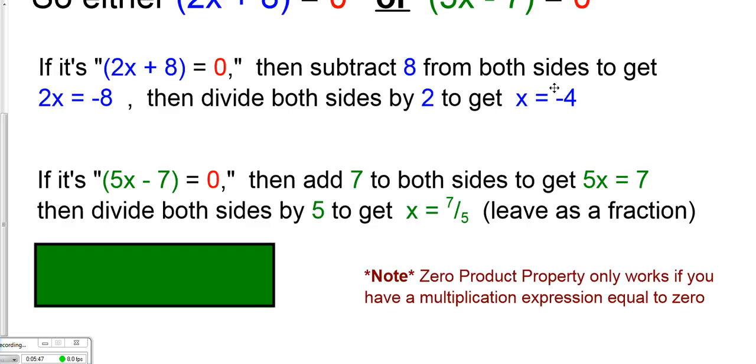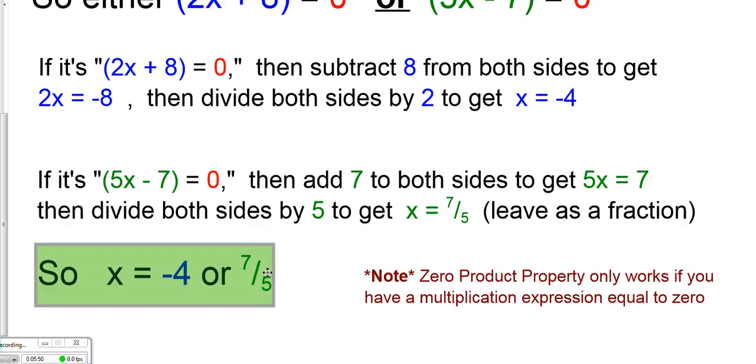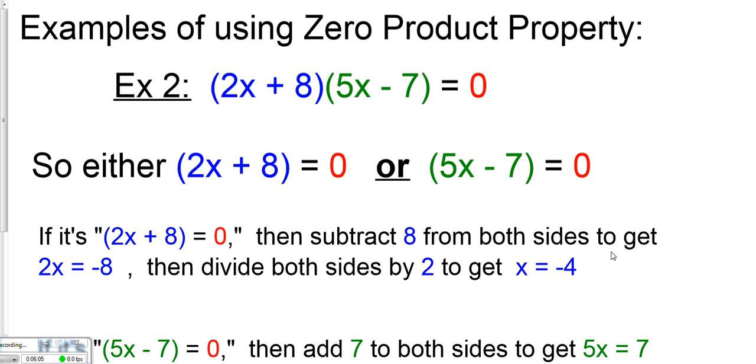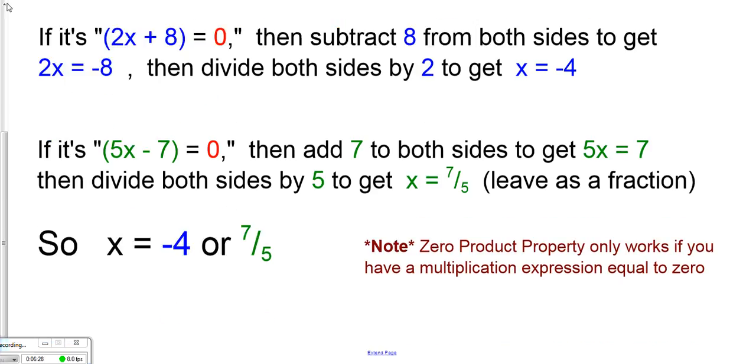Okay, here was one of my options, here was the other option. So again, it's saying there are two different solutions, either x is negative 4 or it's 7/5. Now note, the zero product property will only work for you if you have a multiplication expression that's set equal to 0. If this was not a 0 and it was, say, a 3, this times this equals 3, the zero product property doesn't work, right? We can't set this to 0 and this to 0. They wouldn't equal 3. You have to have two binomials multiplying to make 0. Get rid of this. Then you can use your zero product property.